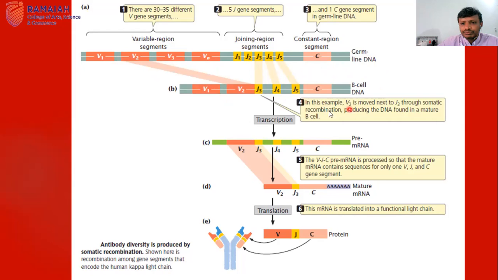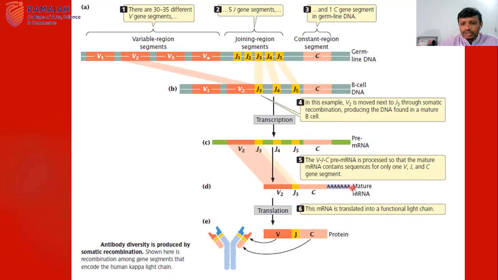From this DNA chain, transcription takes place, and then pre-mRNA is formed with one variable segment and a few joining segments with the constant gene segment. This pre-mRNA is further processed by exon shuffling. The extra joining gene segments are removed, and only 3 segments will be left, with a poly-A tail and a leader sequence: one for variability, one for joining, and one for constant.